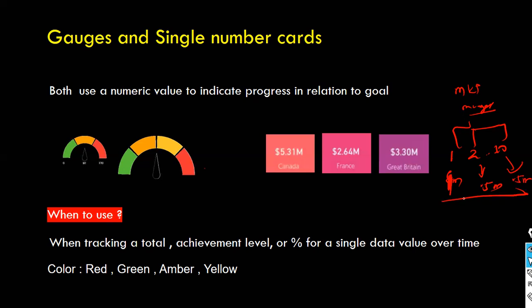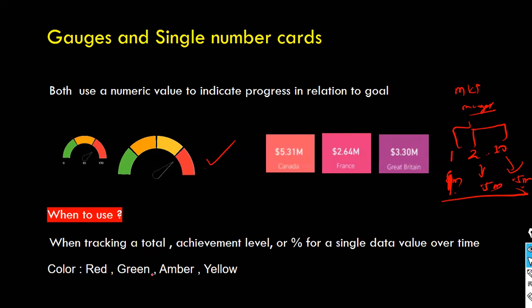In that case, for each and every salesperson, what is the target we set and how much they achieved, you can see it with the help of the gauge chart. So this is basically to track the achievement level, how much we have achieved. Are we on par with the target? Are we falling below the target? Are we going above the target? To track those kinds of things, we can use the gauge chart.